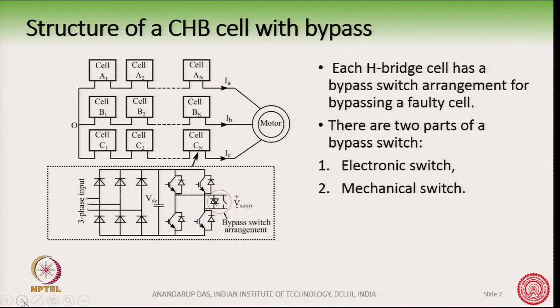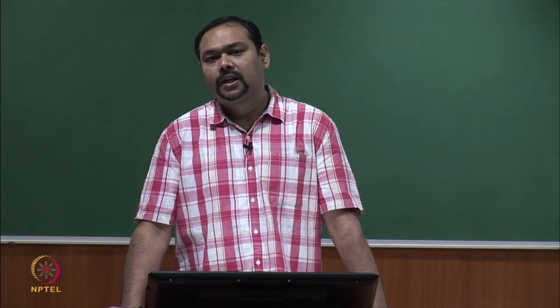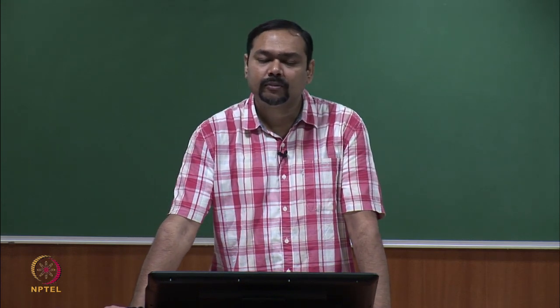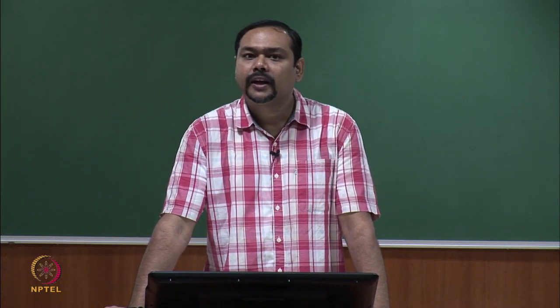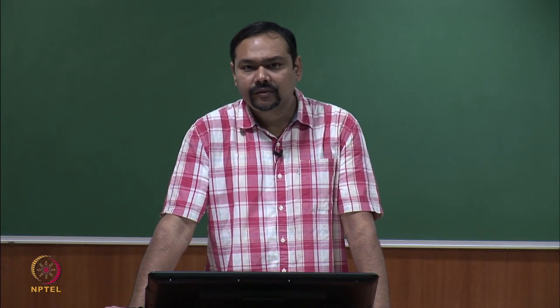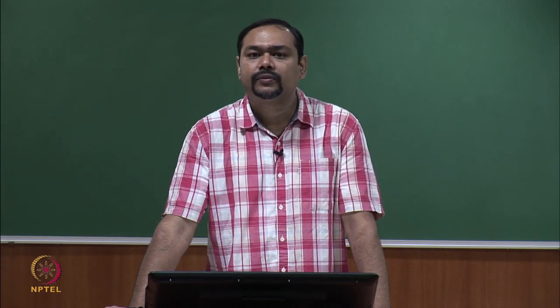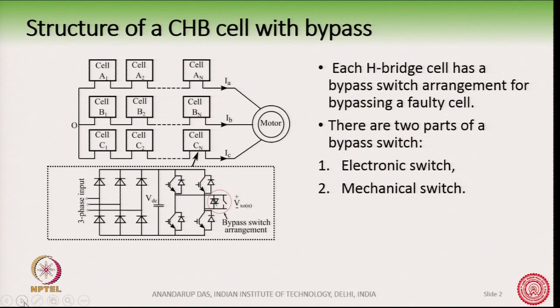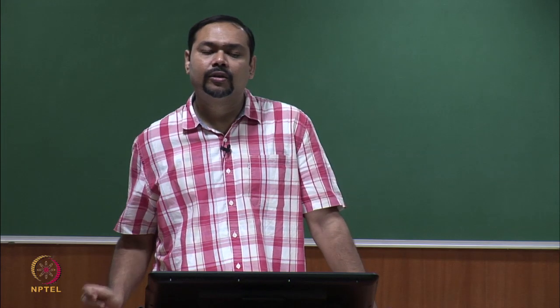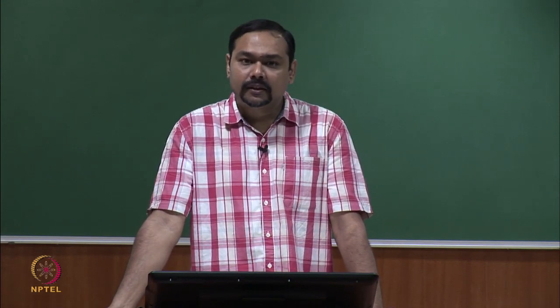Now, there can be several types of faults in a converter. The fault may be, for example, in the device, in the gate driver circuit, or in the interconnection of two cells. For example, here there are two cells and there is a disconnection of the wire which is connecting the two cells. There can be other types of faults.